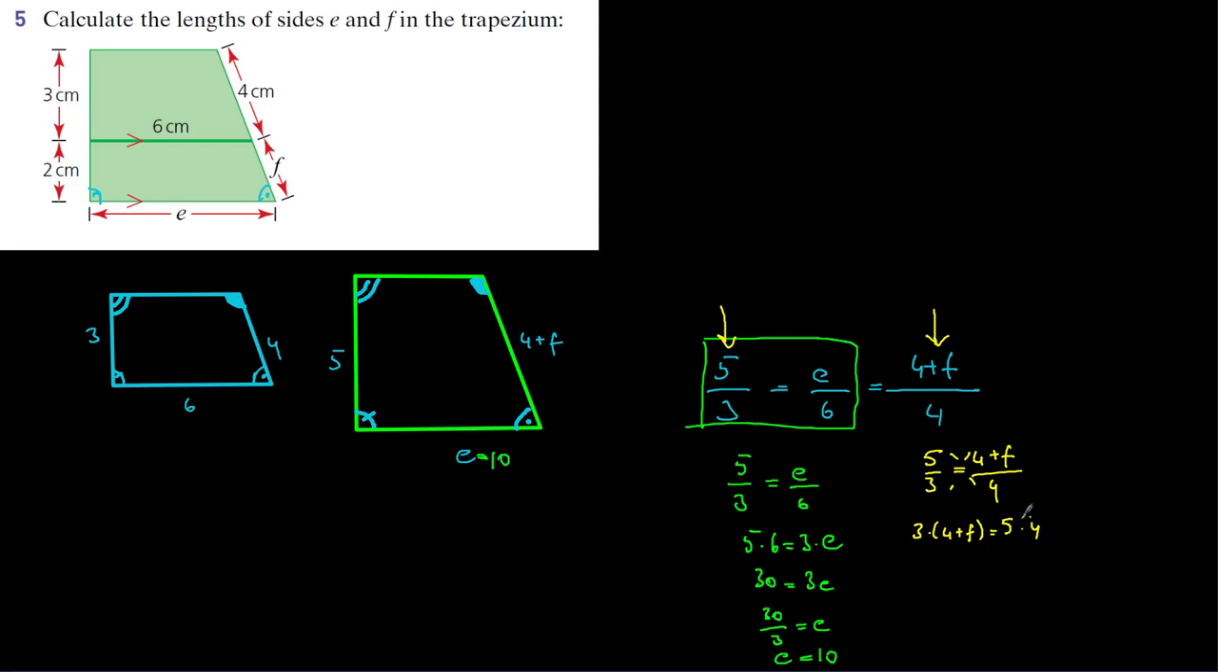Actually, this is not different from the previous step. 12 plus 3F is equal to 20. 3F is equal to 20 minus 12. 3F is equal to 8, and F should be equal to 8 over 3. So I found the E and F values with respect to similarity, and we understood that similarity is not only for triangles, but for any polygon.